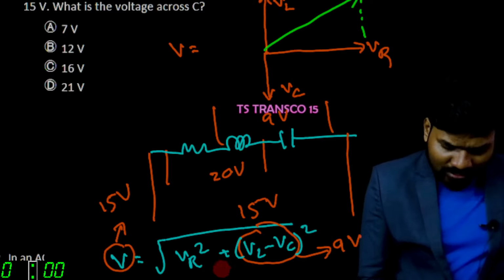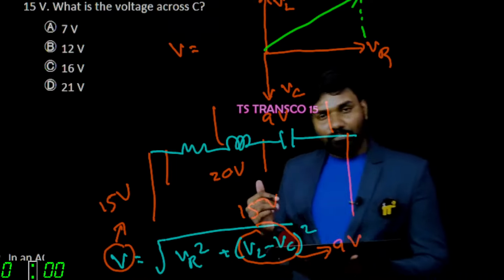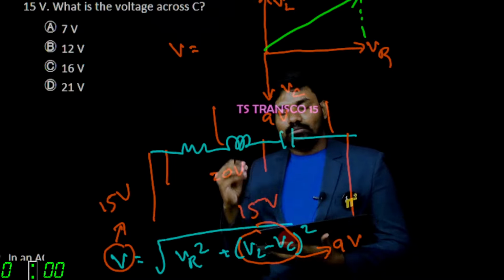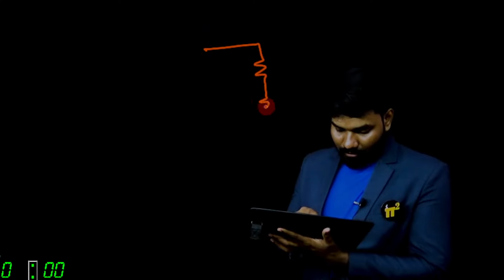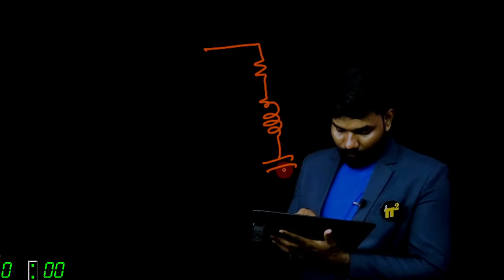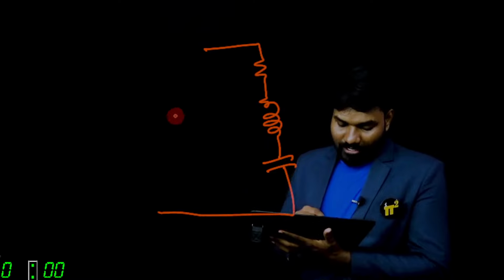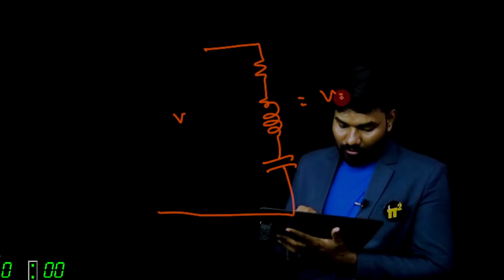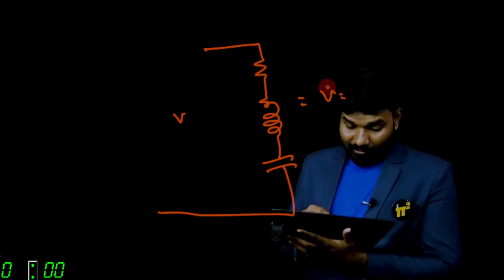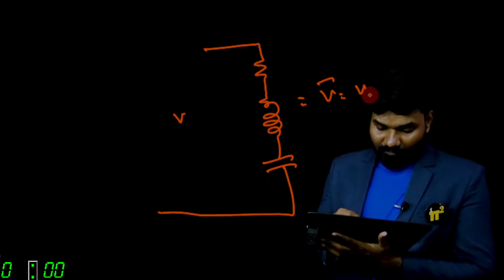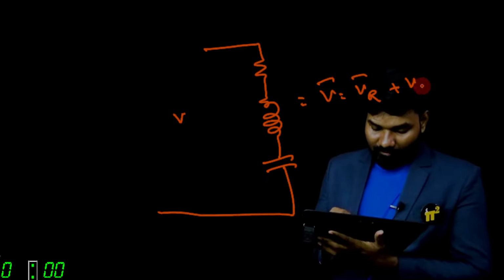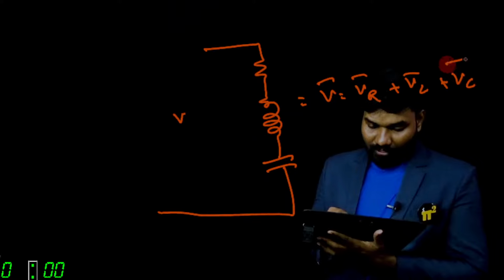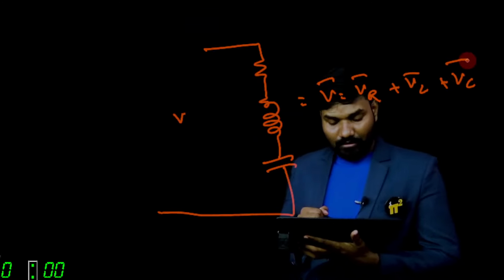Now how did I get this equation? Simply, we know total voltage is equal to the sum of, in a series circuit, what do you have? In a series circuit, the total voltage V is equal to the vector sum of VR plus VL plus VC, right?